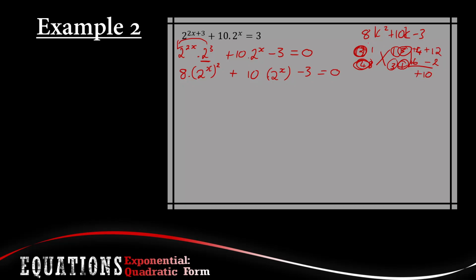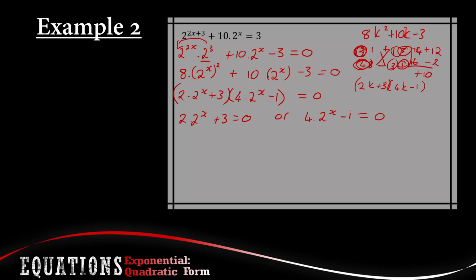So our solution then is going to be 2, okay, this is the plus and this is the minus. So it's going to be 2k plus 3 and 4k minus 1. Okay. So in terms of 2 to the power of x, I'm going to write 2 times 2 to the power of x plus 3 and 4 times 2 to the power of x minus 1 equal to 0. And then we can say 2 times 2 to the power of x plus 3 equals 0, or 4 times 2 to the power of x minus 1 equals 0.